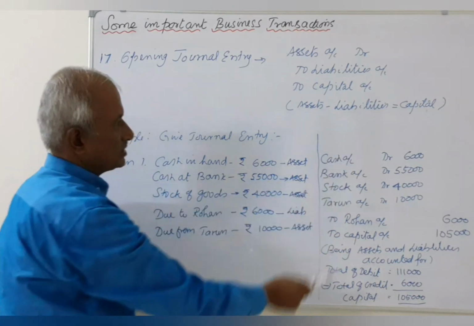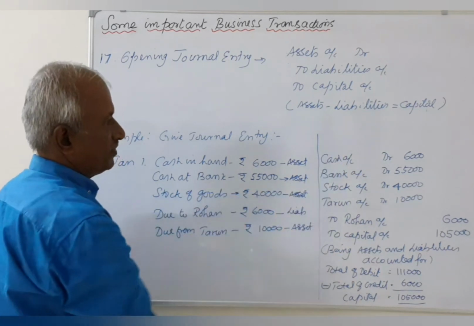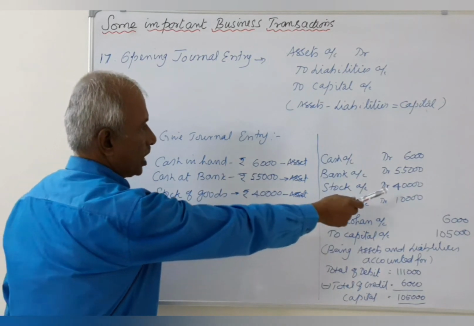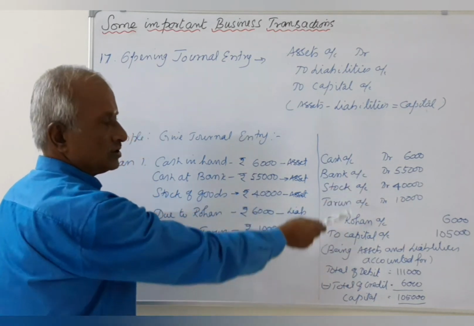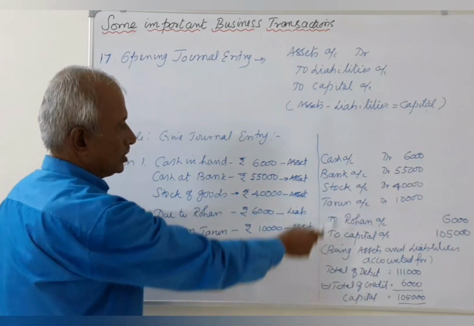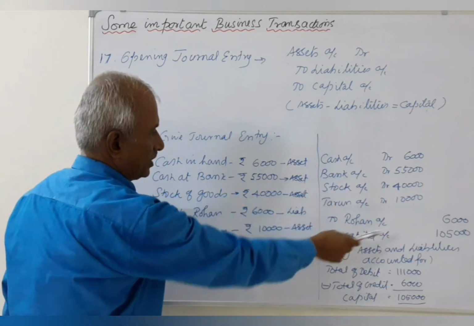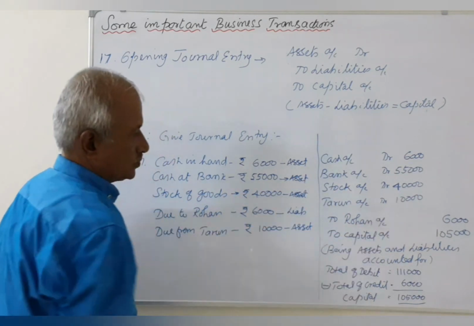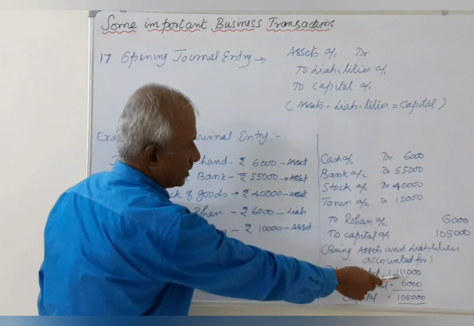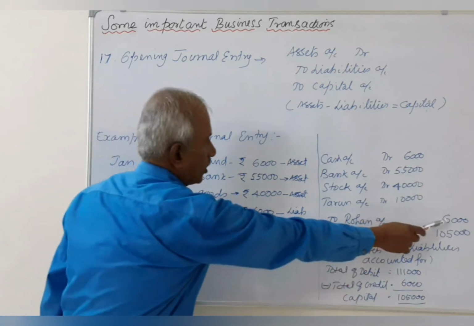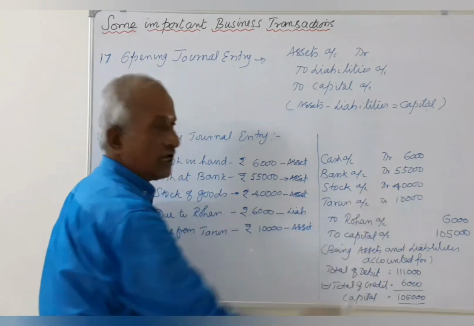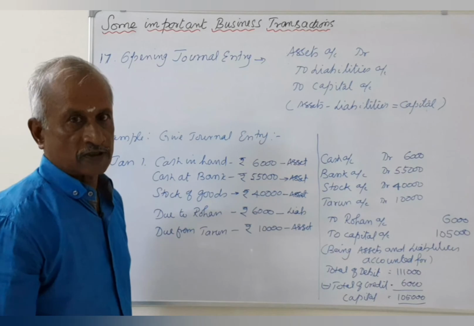So cash account debtor 6,000, bank account debtor 55,000, stock account debtor 40,000, Tarun account debtor 10,000 is a debtor also. To Rohan 6,000 is a creditor. So the difference between assets and liabilities is to capital 1,05,000. Being assets and liabilities accounted for. The total of debit side is 1,11,000 and the total of credit side is 6,000. So the difference 1,05,000 has been taken as capital for the business.